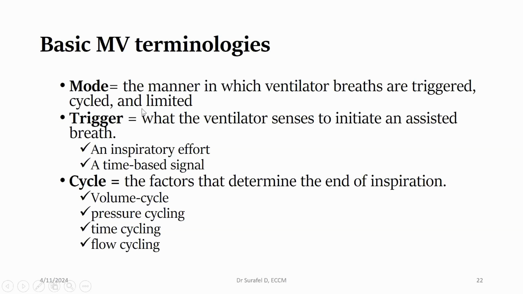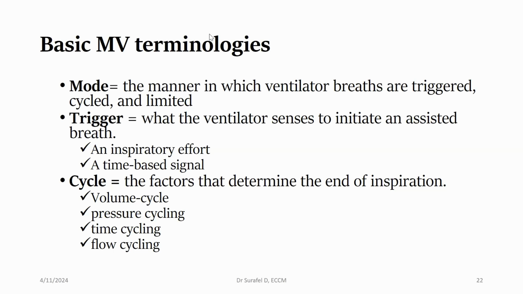That is about the mode of ventilation. Trigger means what initiates the breath, what causes the ventilator to initiate an assisted breath, and what will be the stimulus for the ventilator to give a breath to the patient. So it could be the patient's inspiratory effort, or it could be a time-based signal. So there are basically 2 types of trigger we can use in our ICU. If you are working in the ICU, you know what a trigger is. Usually we use a flow trigger or a pressure trigger, and we will discuss how much we should set the trigger on initial mechanical ventilator settings.